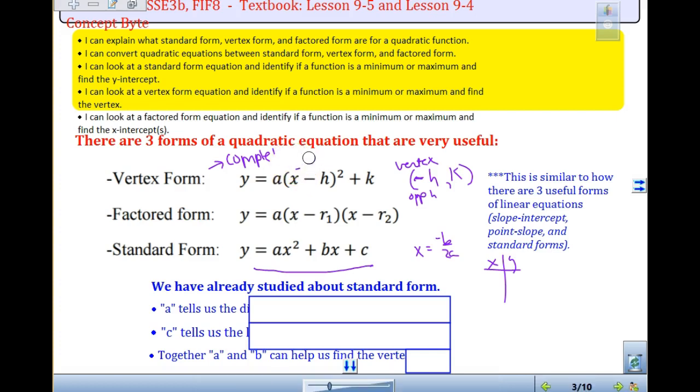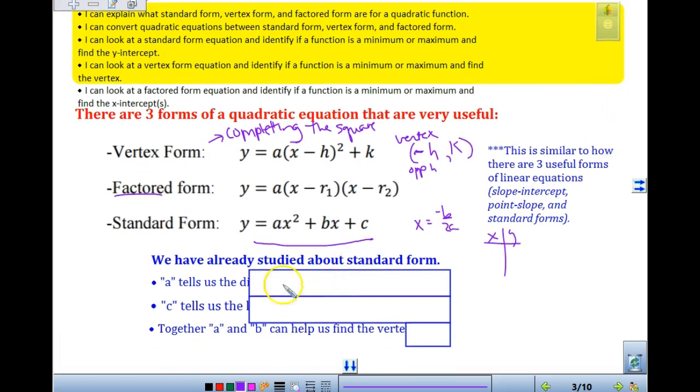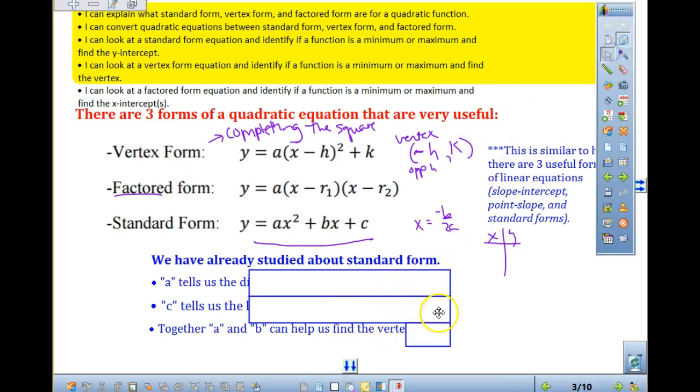So anytime you're thinking of vertex form, you're really thinking, I have to get it in that form of completing the square. Factored form is what it is, you're factoring it, and standard form is in this one. So when we look at this, we want to think about what all these letters, A, B, C, are telling us. What do we know about our equation?